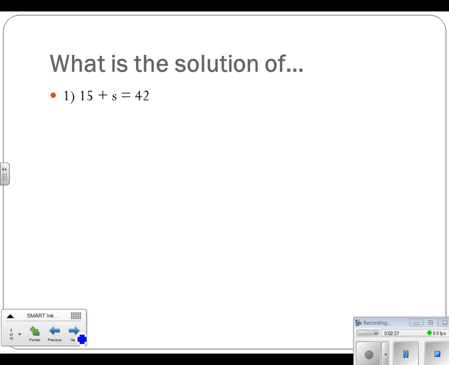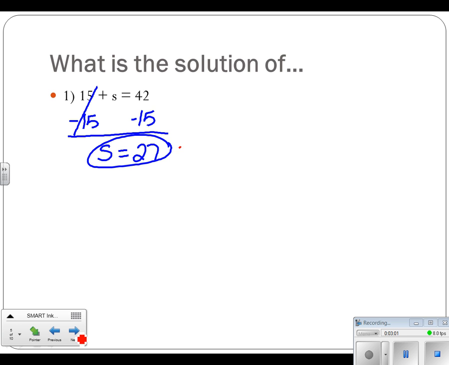What is the solution? If we have 15 plus s is the same as 42, we want to get that s all alone. So we're going to subtract 15 from both sides. Once again, using that property of equality, whatever we do to one side, we do to the other. 15 minus 15 is gone, so that's 0. So s is the same as 42 minus 15, which is 27 for our solution.